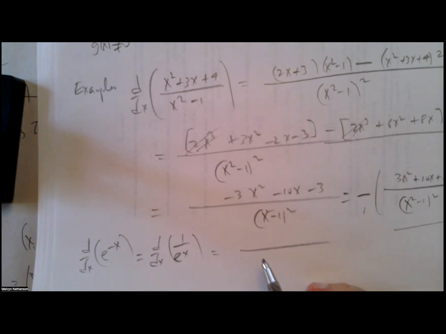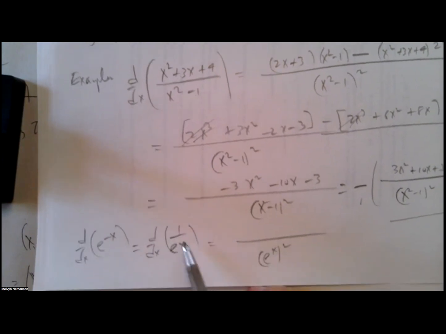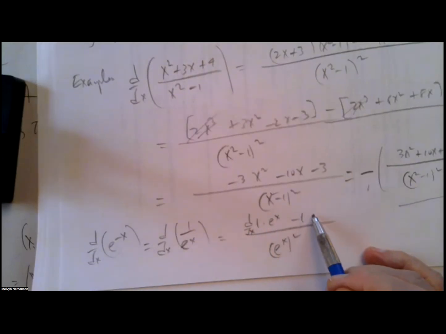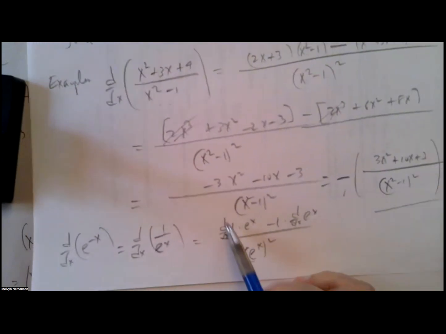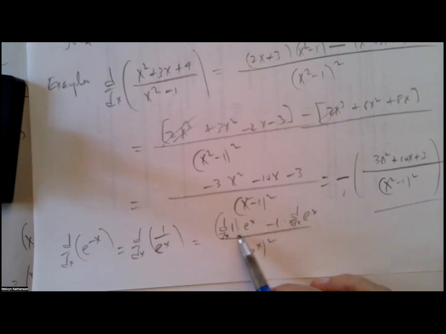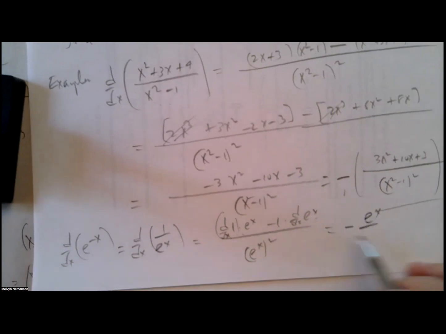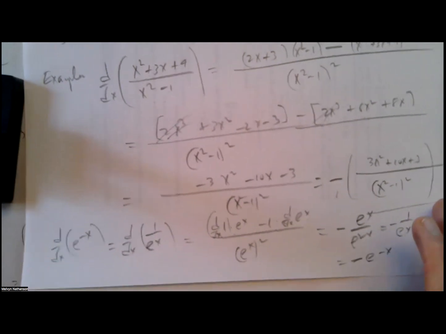So when you differentiate this, you get the denominator squared in the bottom. In the numerator, you get the derivative of 1 times e to the x minus 1 times the derivative of e to the x. The derivative of the constant 1 is 0, so this term is 0. Derivative of e to the x is e to the x, so this is minus e to the x. E to the x squared is e to the 2x, so this is minus 1 over e to the x, or minus e to the minus x.